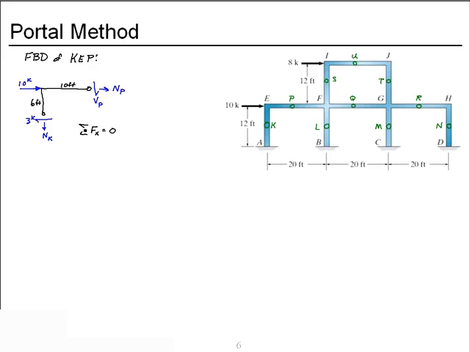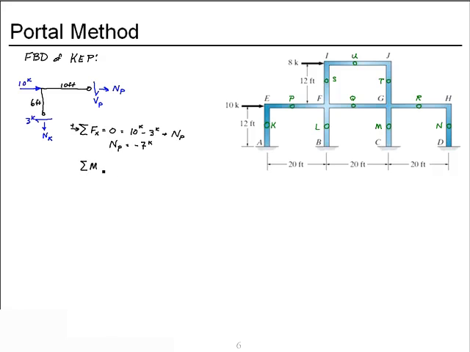I'll begin by applying horizontal equilibrium. We'll consider to the right to be positive. We have the 10 kip applied load, the 3 kip shear coming back at K, and the normal at P. Therefore, the normal at P is minus 7 kips.